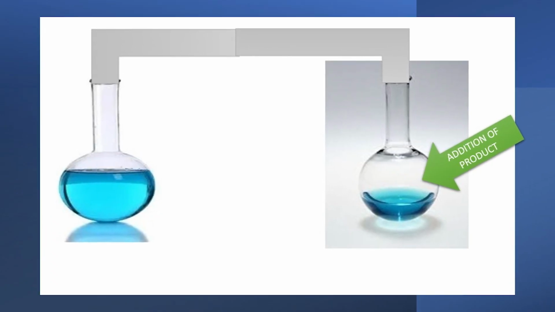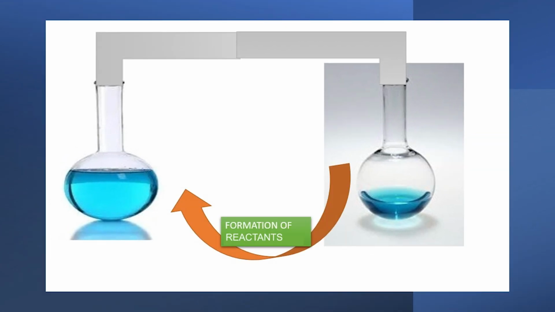So, we can say that on increasing the concentration of any one of the products or reactants, the equilibrium will try to reduce its concentration by moving in the direction in which it is decreased. That means, on addition of product, the equilibrium shifts in the backward direction. Let us see another case.